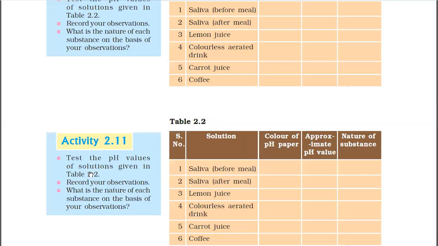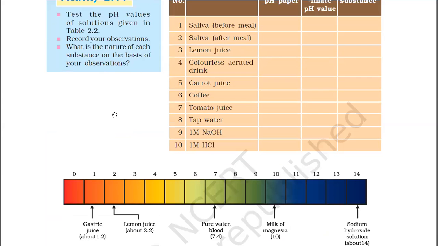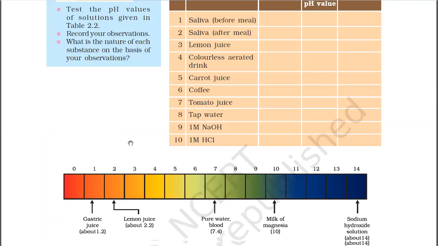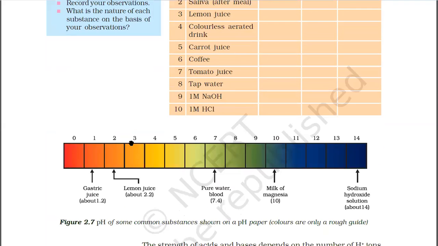Activity 2.11. Test the pH values of solutions given in Table 2.2. Record your observations and what is the nature of each substance on the basis of your observations.